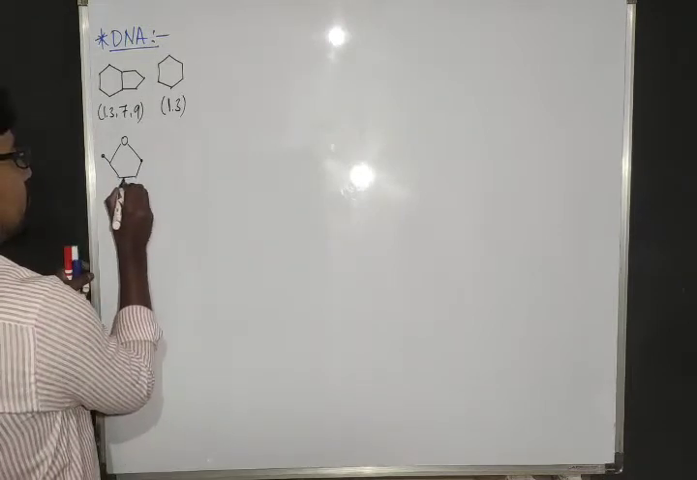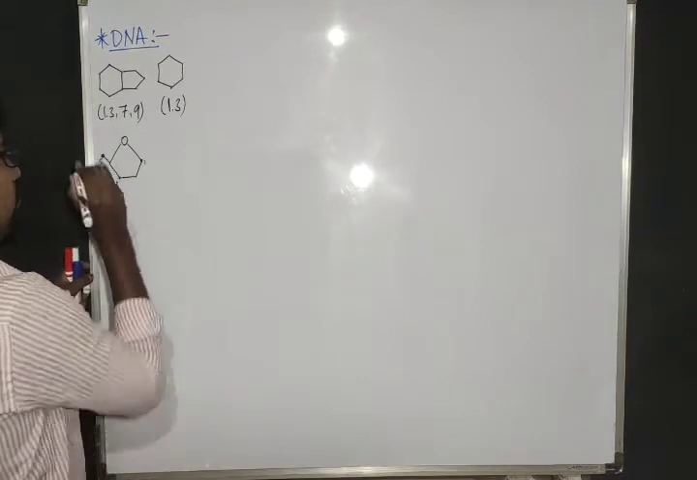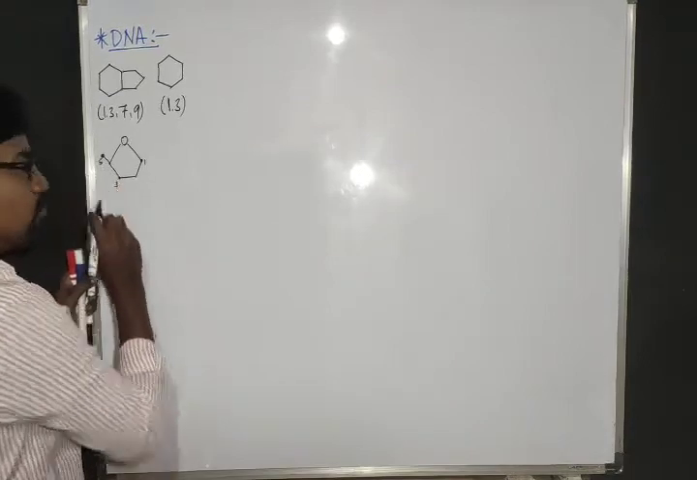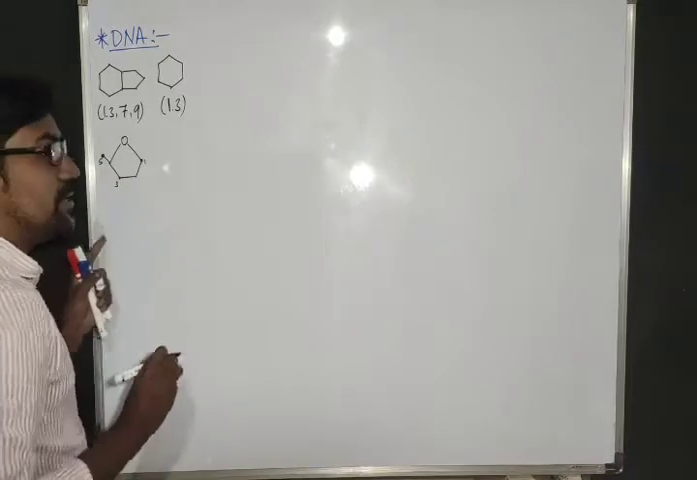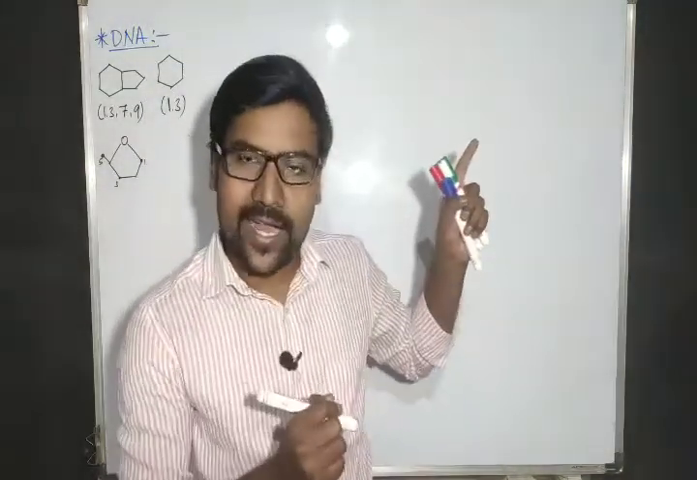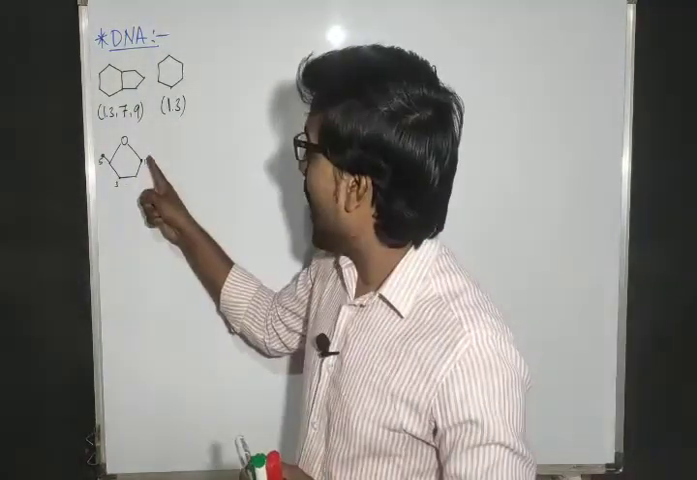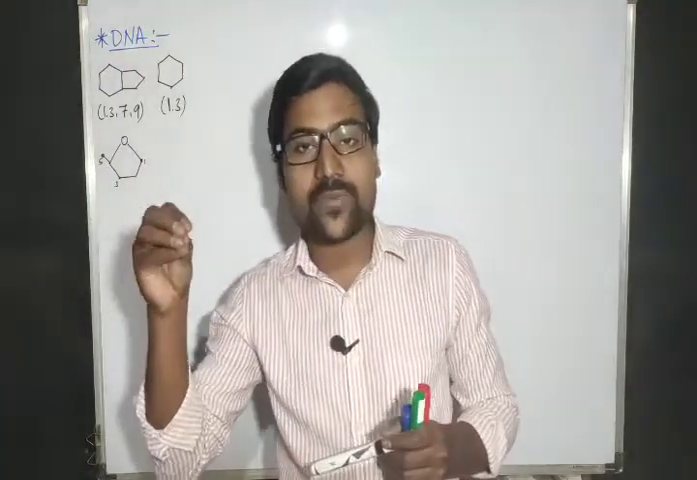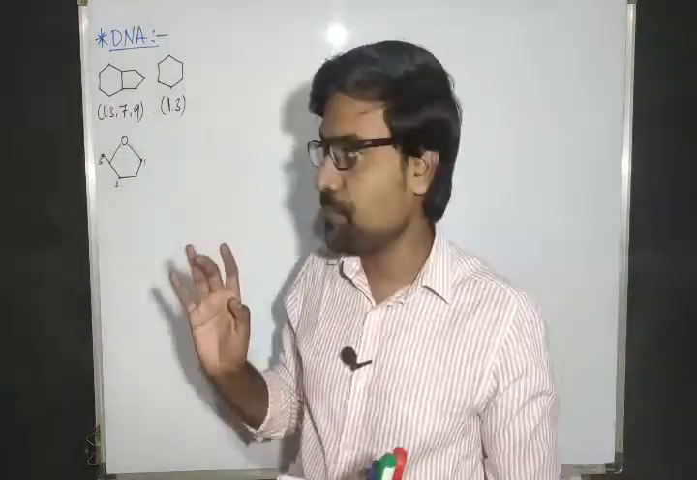Now here, here, and here. 1, 3, 5. So total how many carbons? 1, 2, 3, 4, 5. Total 5 carbons are present. At the first carbon, third carbon, fifth carbon, we have OH groups. Yesterday I had drawn that diagram. OH group. And in these 4 corners at carbons, we have hydrogen atoms. So this is the pentose sugar.